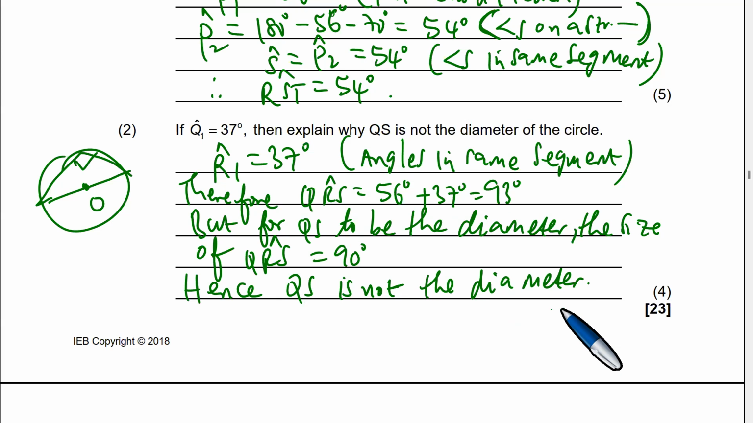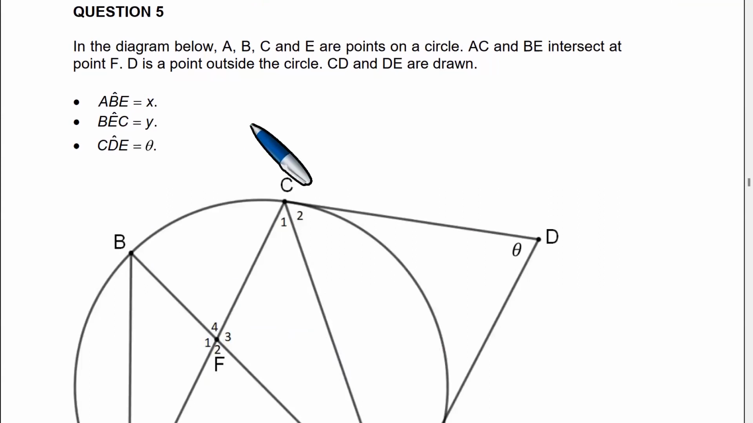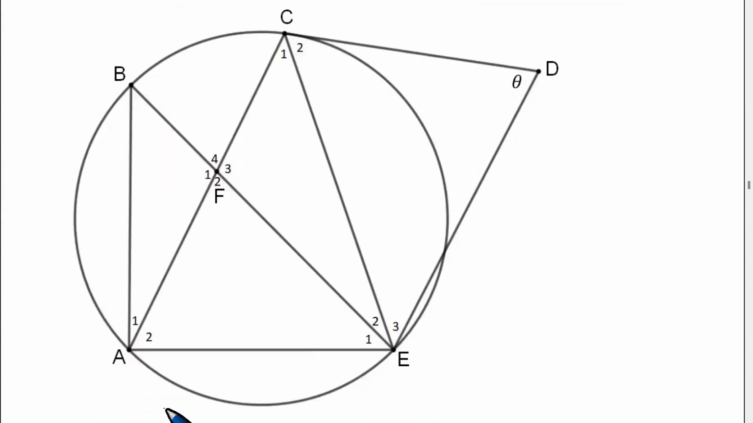So we continue. Okay, if you look at question 5, in the diagram below, A, B, C, and E are points on the circle.